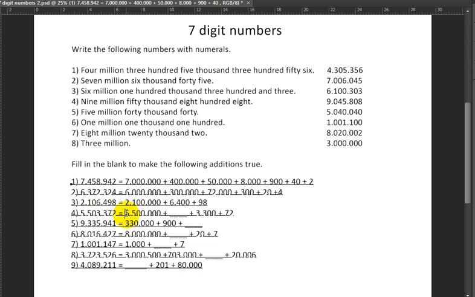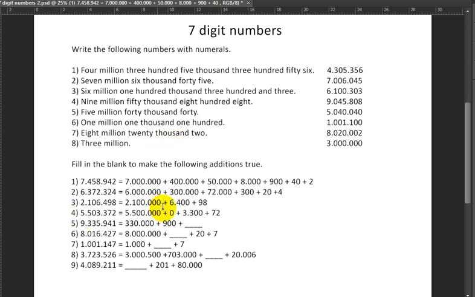Next up, we have 5,503,372. And what does it give us? It gives us 5,500,000. And it gives us 3,372. So that covers the millions, the hundreds of thousands. We don't have any tens of thousands, so no need to worry about that. We have the thousands, the hundreds, the tens, and the ones. So we have everything we need. So what do we need to get this number? We need nothing. What number is nothing? That would be 0. 0 is what needs to go here to make this addition true.